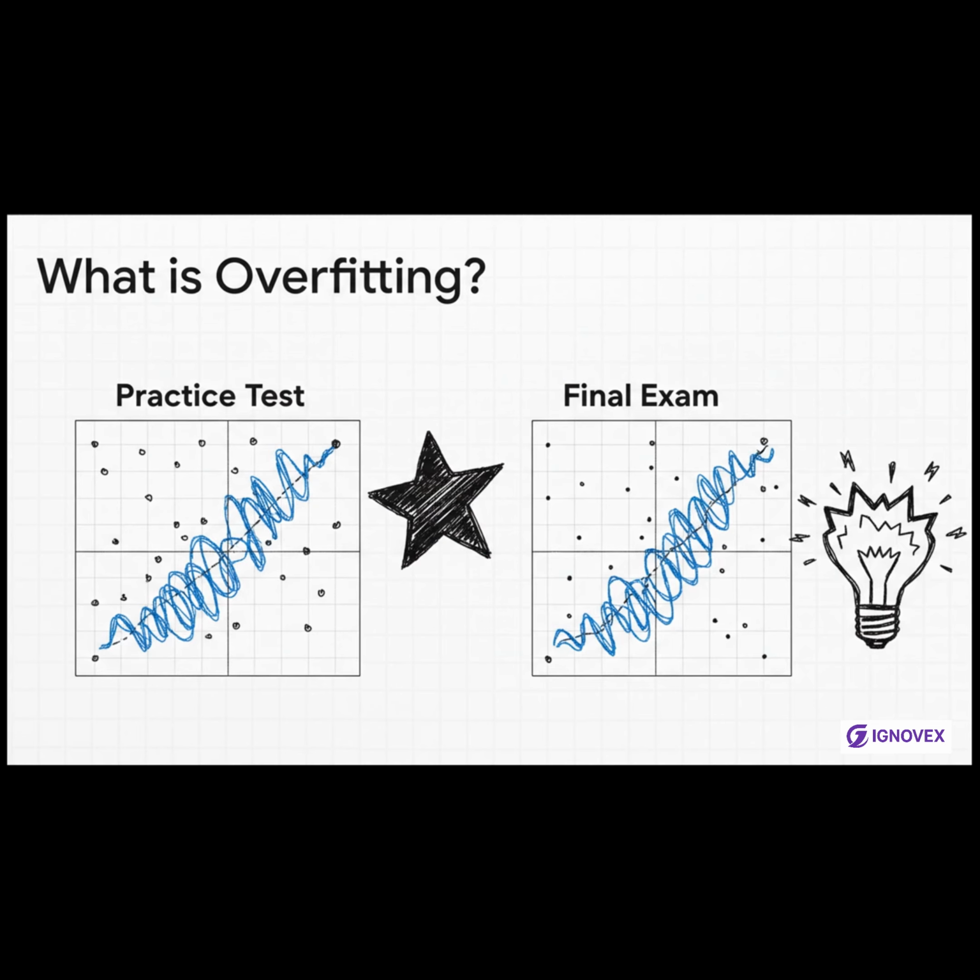So, overfitting is what happens when a model has way too many features. It has too much freedom. And instead of learning the real underlying pattern in the data, it just memorizes the training data perfectly, including all the random noise and little quirks. It's like that student who aces the practice test because they memorize the answers, but then totally bombs the final exam because they can't handle a single new question.